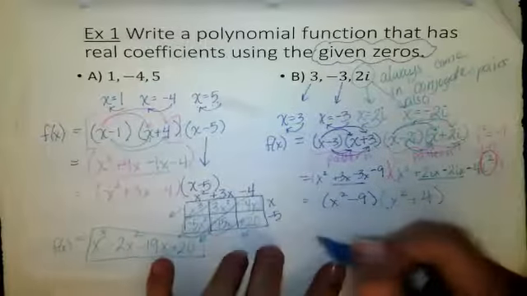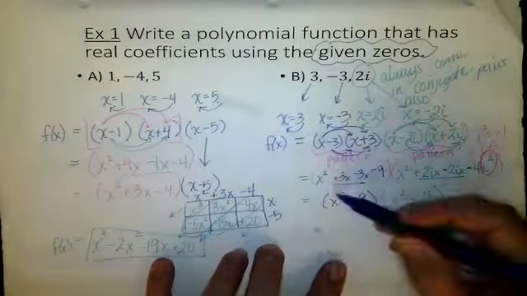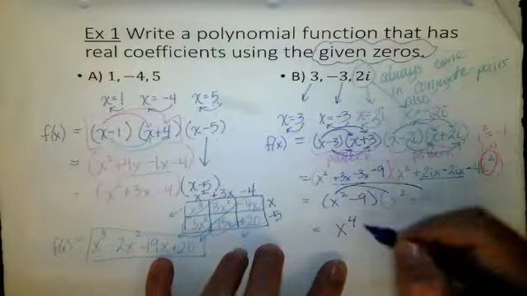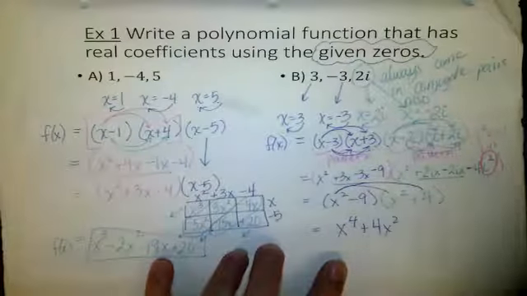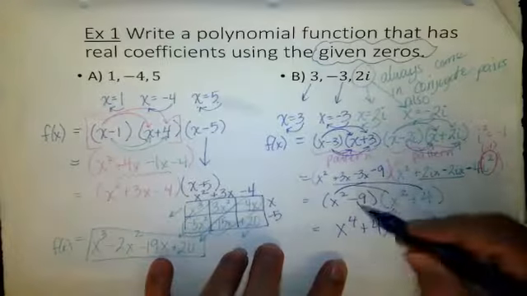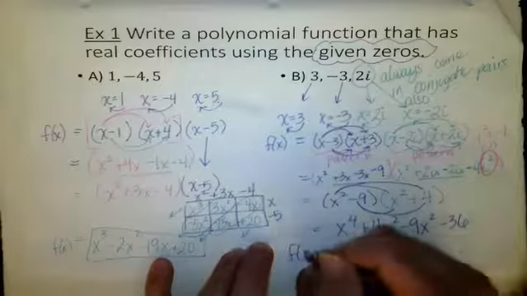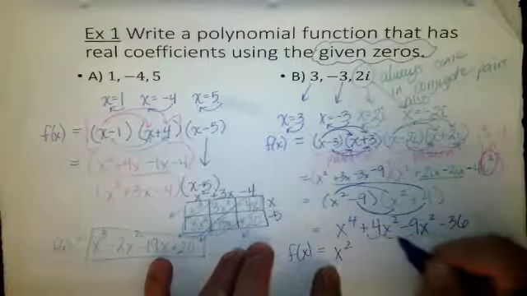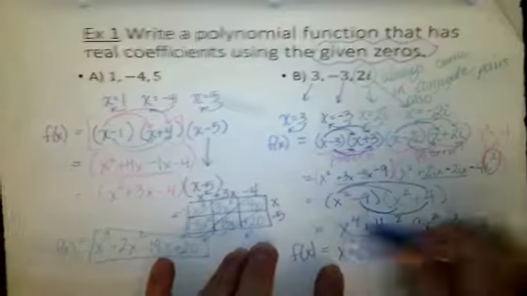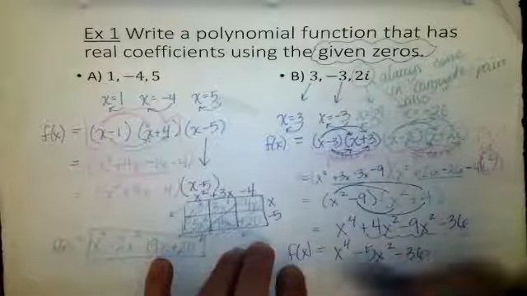Now we can multiply these last two together, which turns out to be pretty easy. x squared times x squared is x to the 4th. x squared times 4 is 4x squared. Negative 9 times x squared is negative 9x squared. And negative 9 times 4 is negative 36. So my polynomial becomes x to the 4th, my bad, x to the 4th minus 5x squared minus 36.